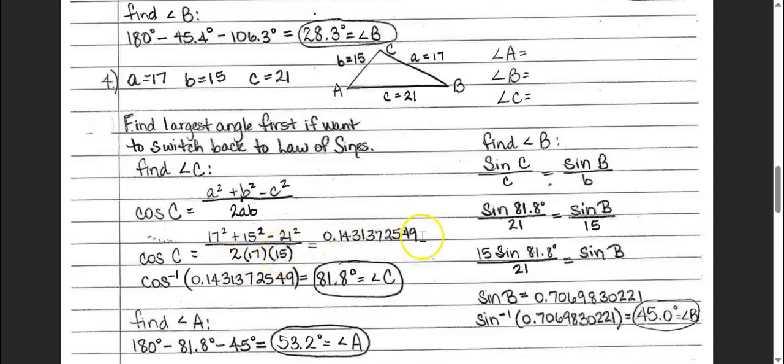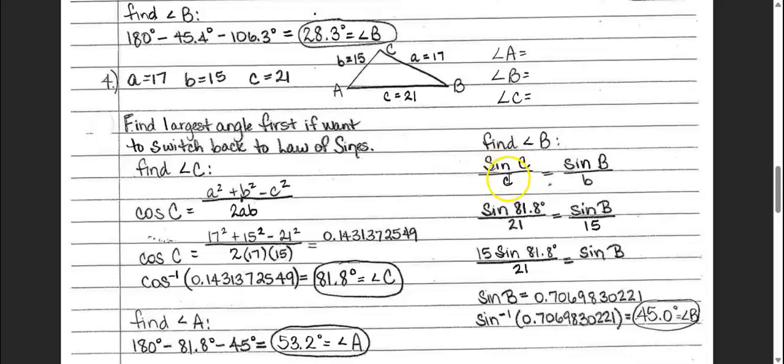And again, I'm going to get an itty bitty decimal. So that reminds me I got something else I still need to do. I've got to get rid of cosine, so I'm going to do second cosine or inverse cosine of that decimal, and then that gives me angle C. Now I have a pair, right? So now I have angle C and side C, so now I could switch back to law of sines.